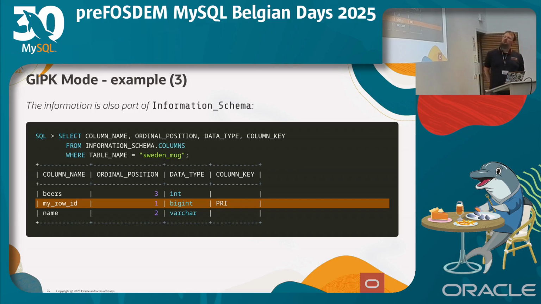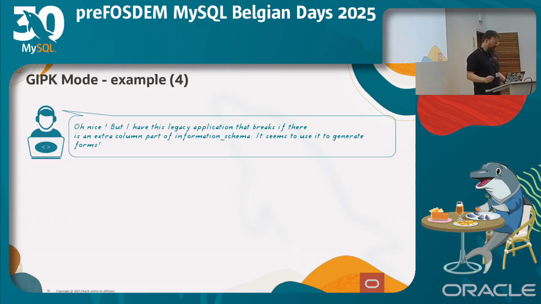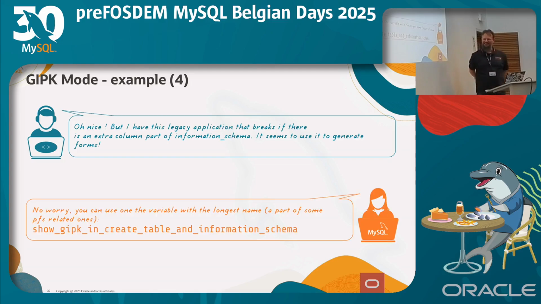So we did that. We can see it in information schema, and then it was fun, because people came to us and said, yeah, but I have a program that creates my form by checking information schema, and then this myRowID comes in and it breaks everything. So what the hell is this? Okay, let's fix that for you. Great. Very long one.